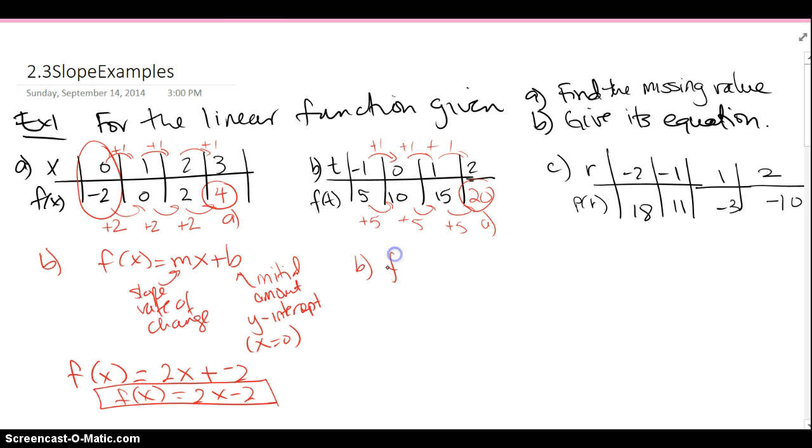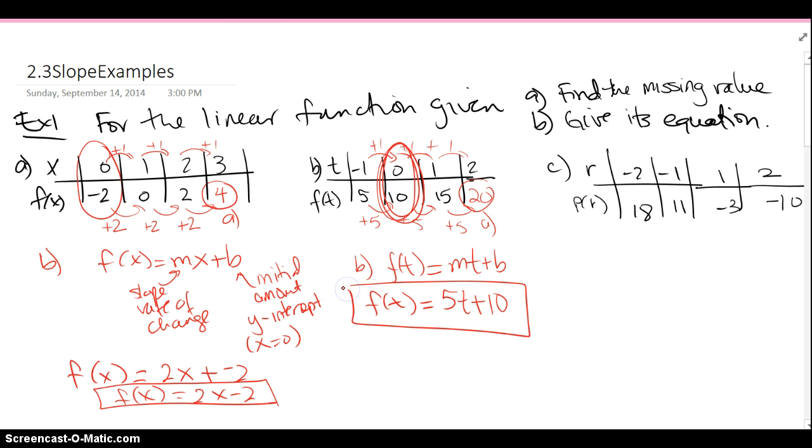Part B, again, we're going to do f of t, use their variables, equals mt plus b. So f of t equals m, in this case 5, that's the rate of change because the change in y over the change in x's is 5 over 1, 5t plus, and then notice the t coordinate of 0 corresponds to b, or the y-intercept of 10. So that's our equation, and let me make this a little bit clearer. It's actually f of t.